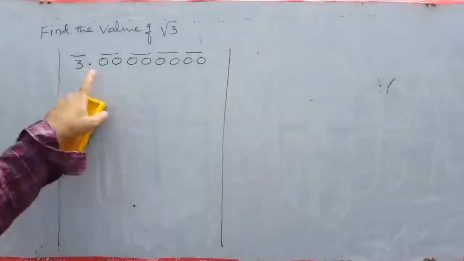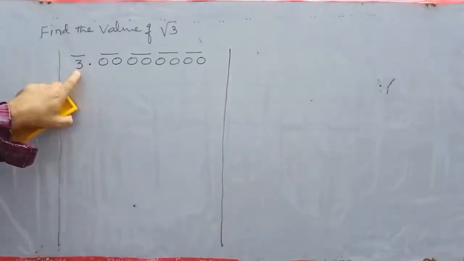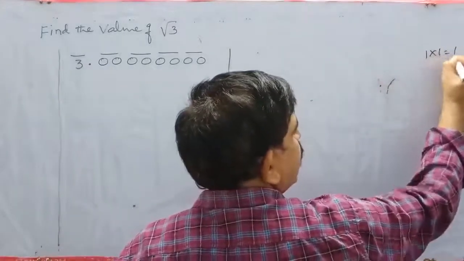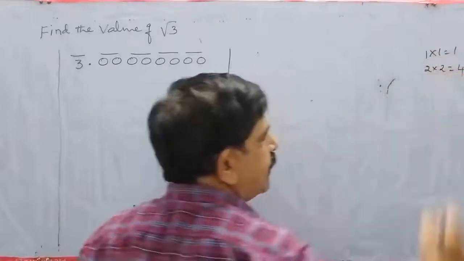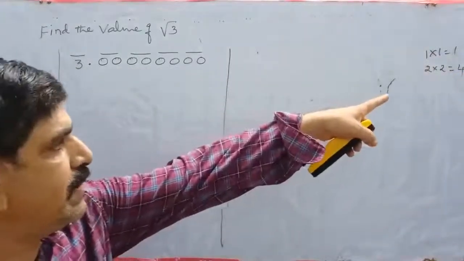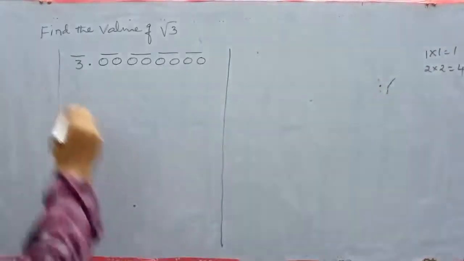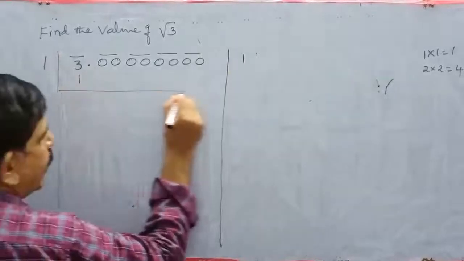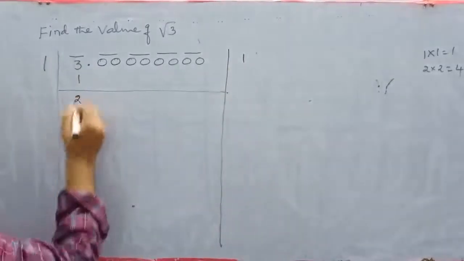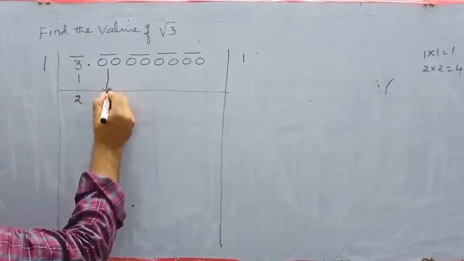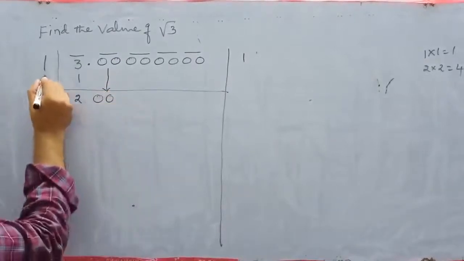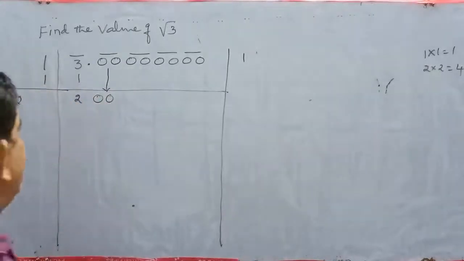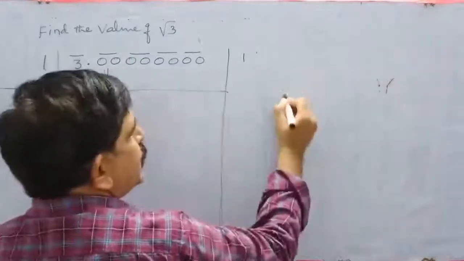Now you take the perfect squares which are suitable for 3, first one. Okay, now 1 into 1 is 1, and 2 into 2 is equal to 4 here. Okay, how many number of times we have to take? Only one time. So that is 1 and 1 here. 1. Next 2 is the remainder. Next you take 2 zeros directly. Okay, double this one. 2 here.